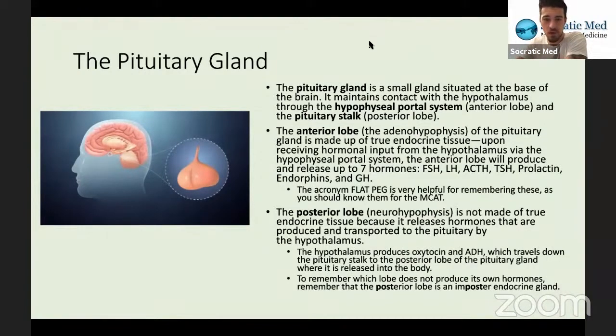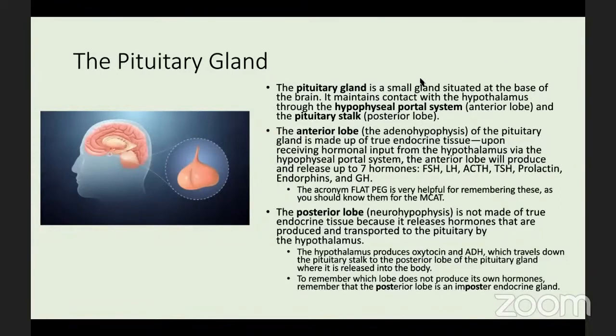So the anterior lobe is also known as the adenohypophysis. It is made up of true endocrine tissue. So when we say true endocrine tissue, we mean that it's actually producing the hormone that it's secreting. So the anterior lobe is true endocrine tissue because it produces and secretes the hormone. So upon receiving hormonal input from the hypothalamus via that portal system that we just discussed, the anterior lobe will produce and release up to 7 hormones.